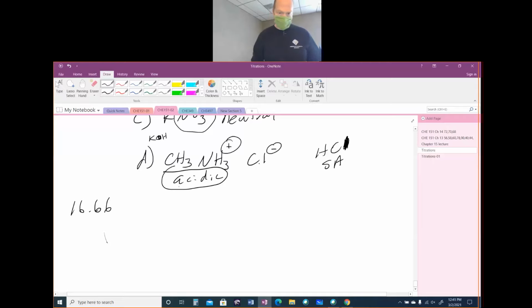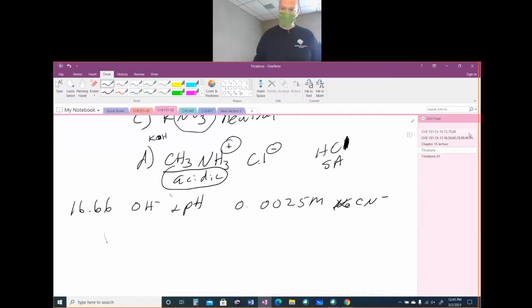Calculate the OH minus concentration and pH of a 0.0025 molar aqueous solution of sodium cyanide. Again, sodium has 0 effect on anything, so that is CN minus. So sodium has no effect, CN minus. We know that HCN is not one of the 6 strong acids. This is going to be basic. All right, so we know that the pH of that is going to be greater than 7.